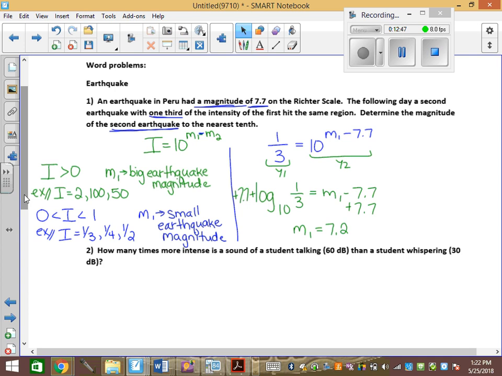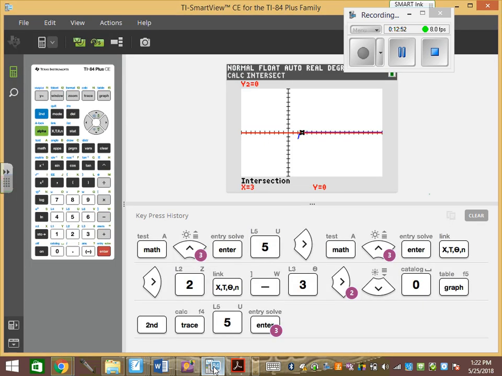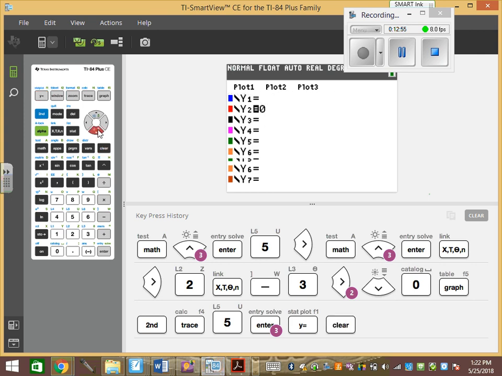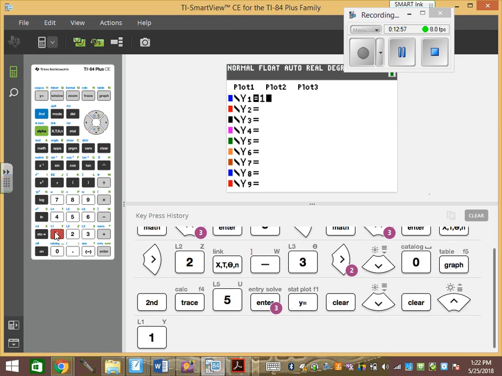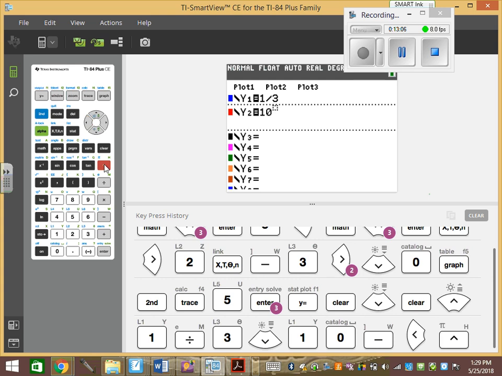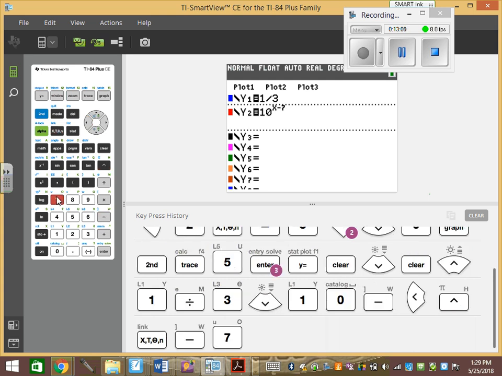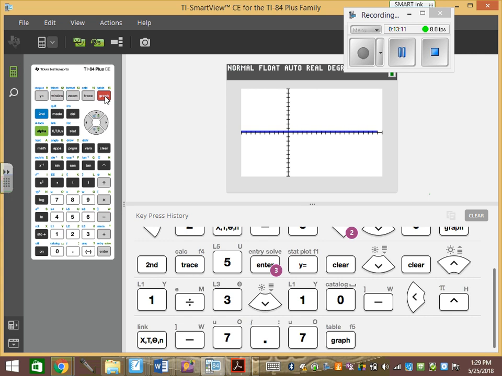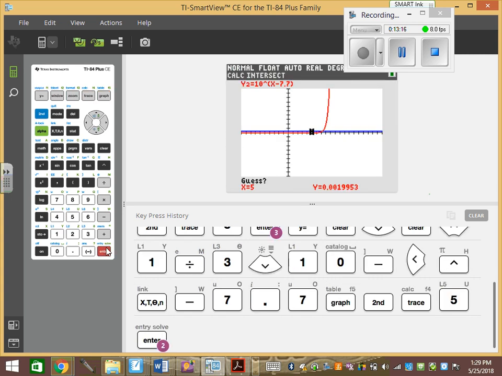Now I'm going to check it with my calculator. In my y1, I'm going to have 1/3. The second equation is 10 to the power of x minus 7.7. Graph. And then second trace 5, enter, enter, enter. And we get 7.2, same answer. So we checked it and it works.